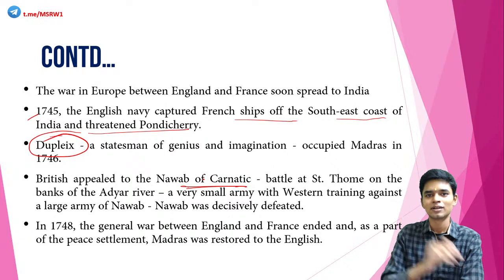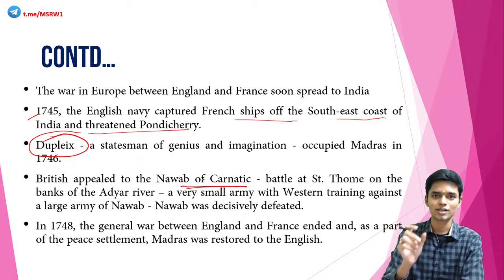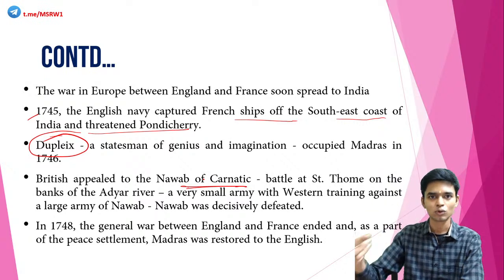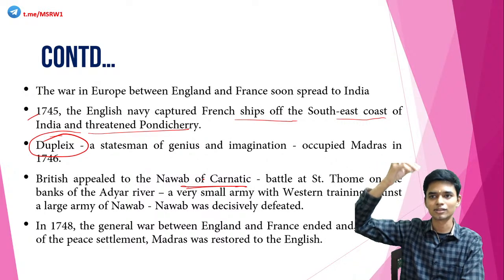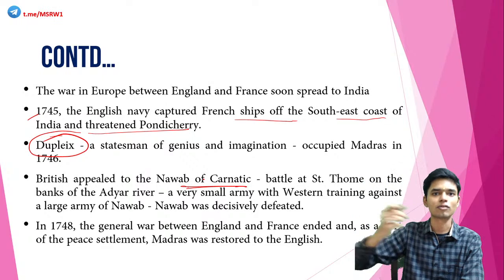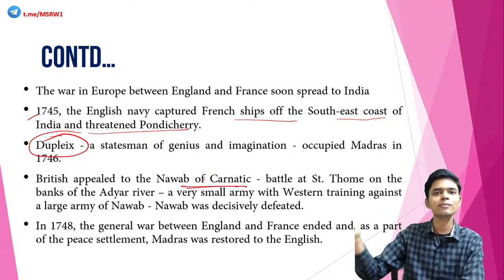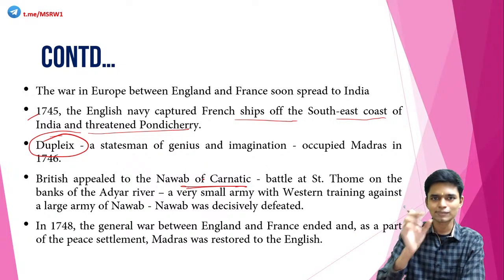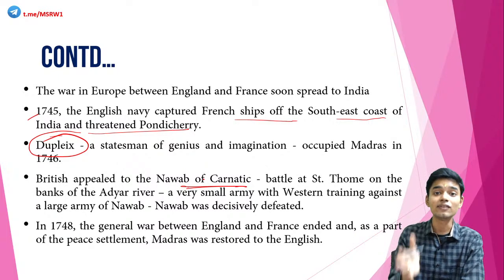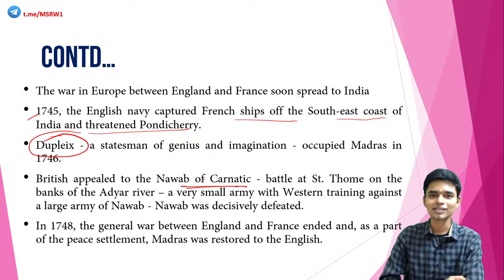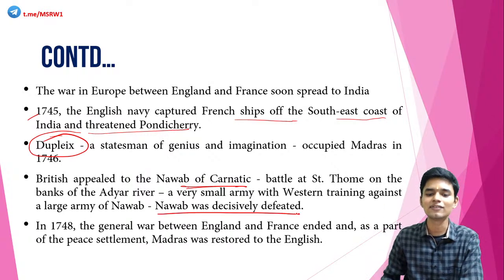The problem was that the French army was actually well trained. There were about 200 Frenchmen trained in Western methods using modern techniques of warfare, and then some 700 Indians also trained in the Western way by the French troops. So a very small army in number, but a very well disciplined and well trained army. And the battle took place and the Nawab was decisively defeated.